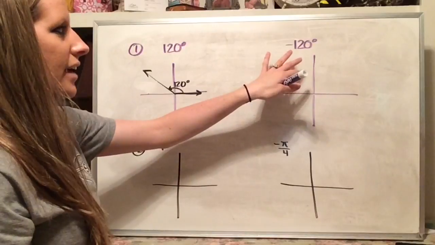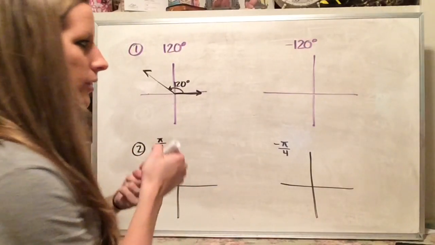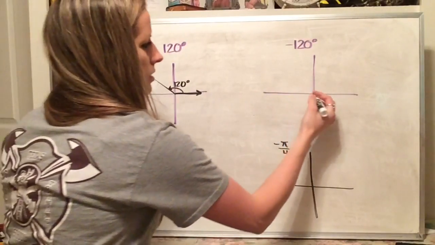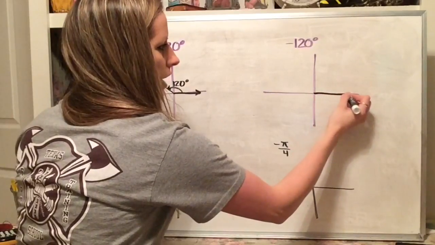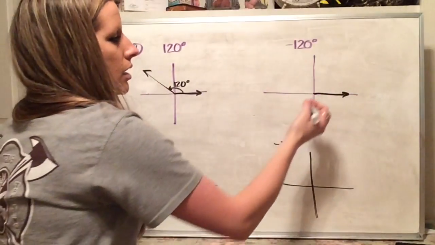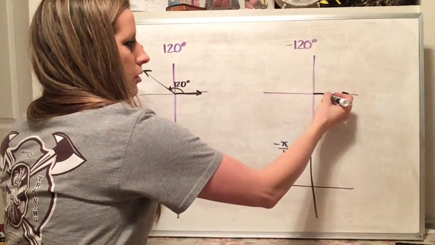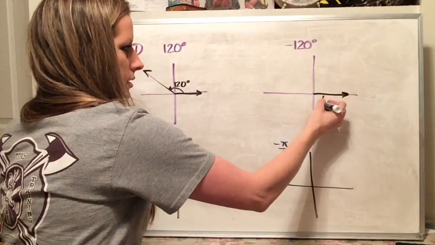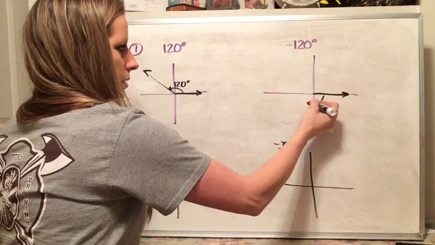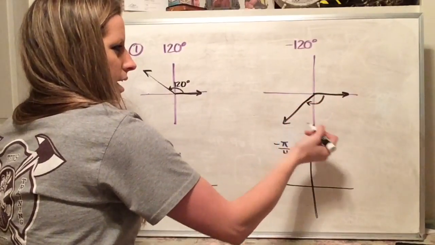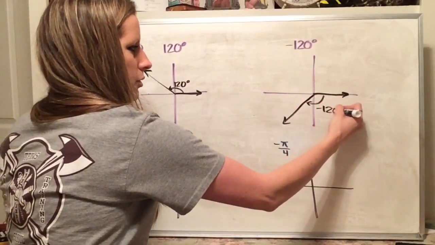So if I have a negative 120 degree angle, I'm still going to start out with my initial side on the x-axis, right? But I'm going to go clockwise this time. So I'm going to go clockwise past that axis in about 30 degrees past that. That'll be negative 120.